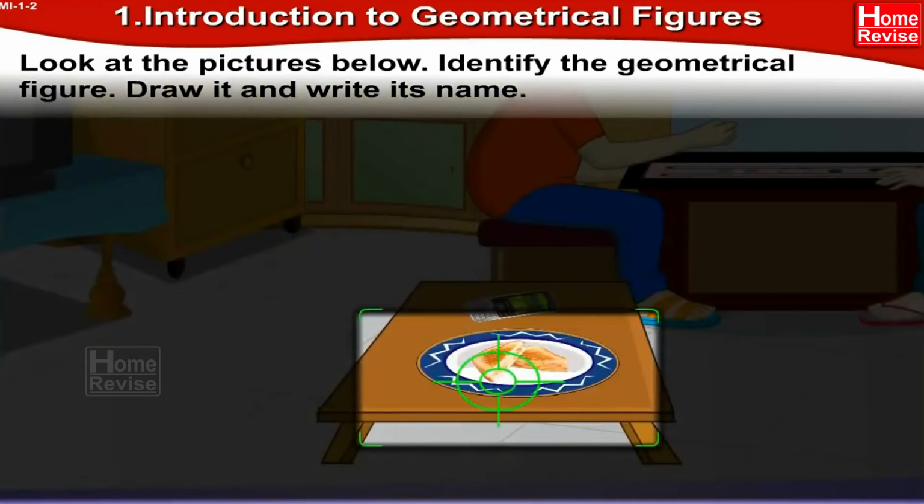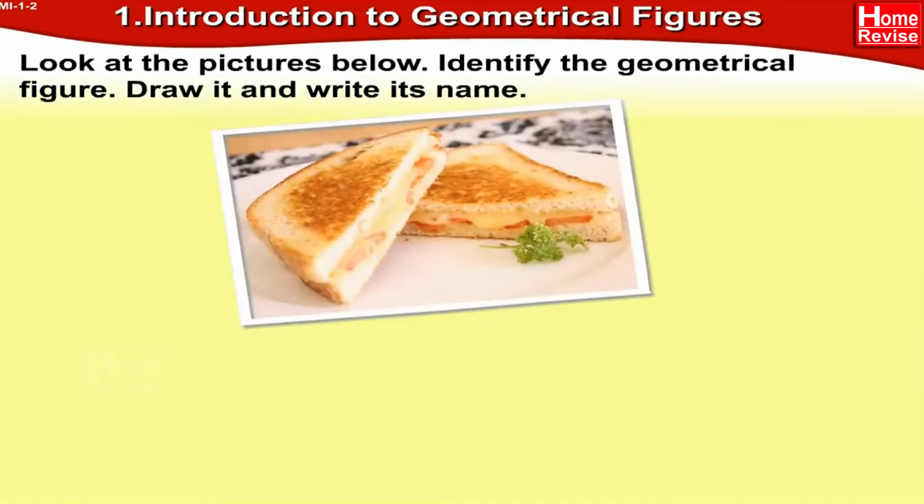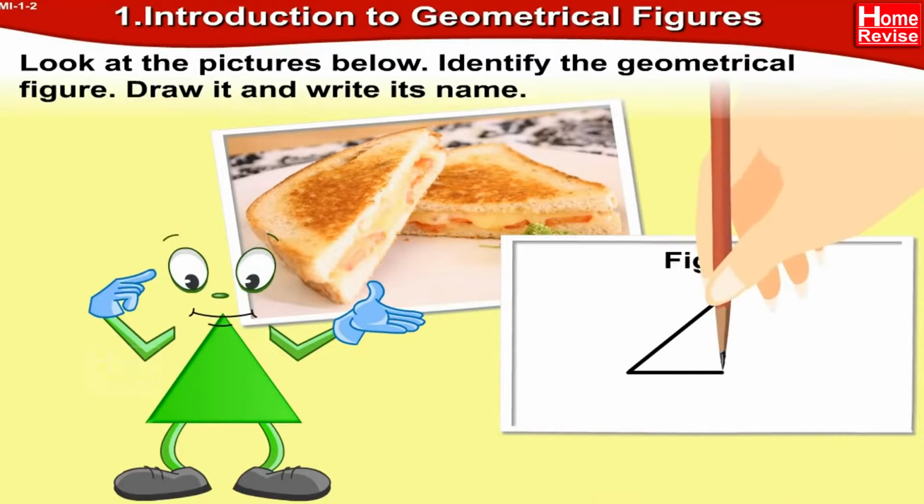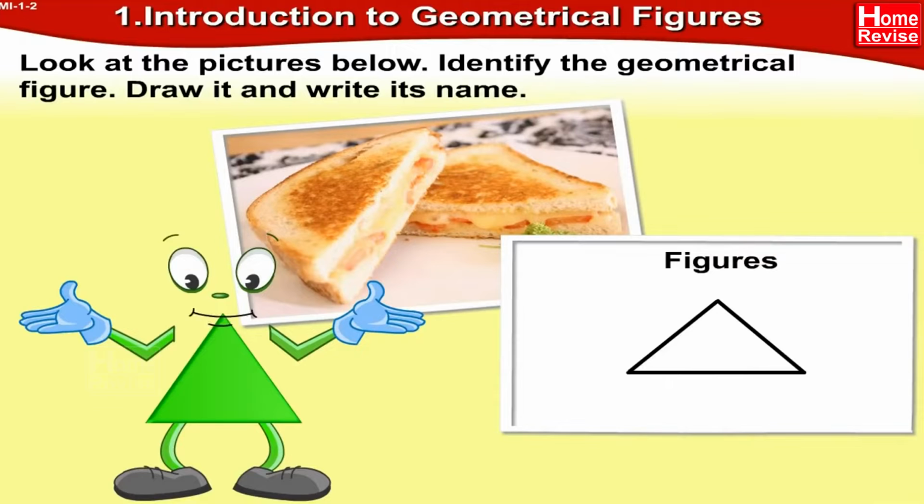This is a picture of a yummy sandwich. Can you identify the shape of the sandwich? Yes, it's a triangle. So you draw a triangle over here. And name of the figure is triangle. So you can write it here.